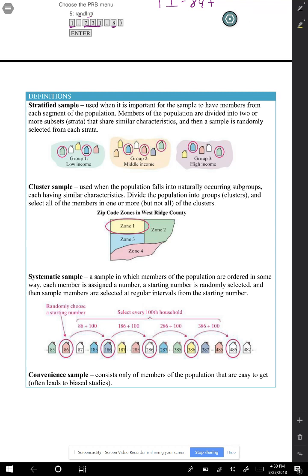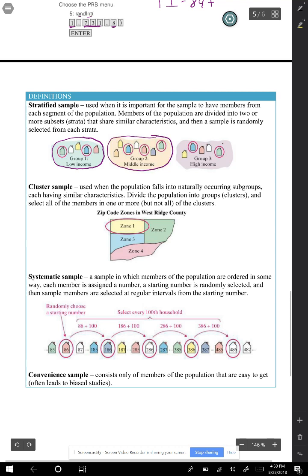So in a stratified sample, what you do is you divide up samples from the population. So what you're going to do is you're going to divide them up into groups of similar characteristics. So the example they give here was that we have low-income households, middle income, and high income. So we've divided these up according to similar characteristics. We have our low income, middle income, and high income. And each one of these is called a strata. So we have 3 strata here. We've got 2 or more subsets called strata.